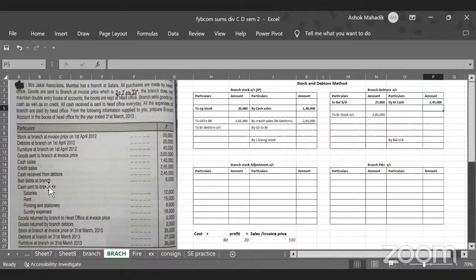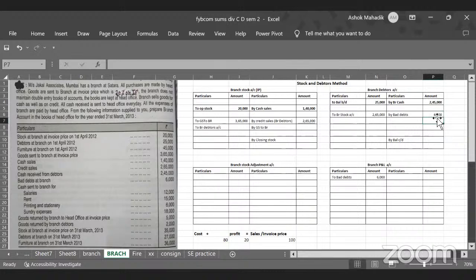Next, bad debts at branch. This is an expense. So in P&L we will record to bad debts. How much? 6,000. And in debtors account will give second effect, as I told you, on credit side by bad debts. Okay. 6,000.